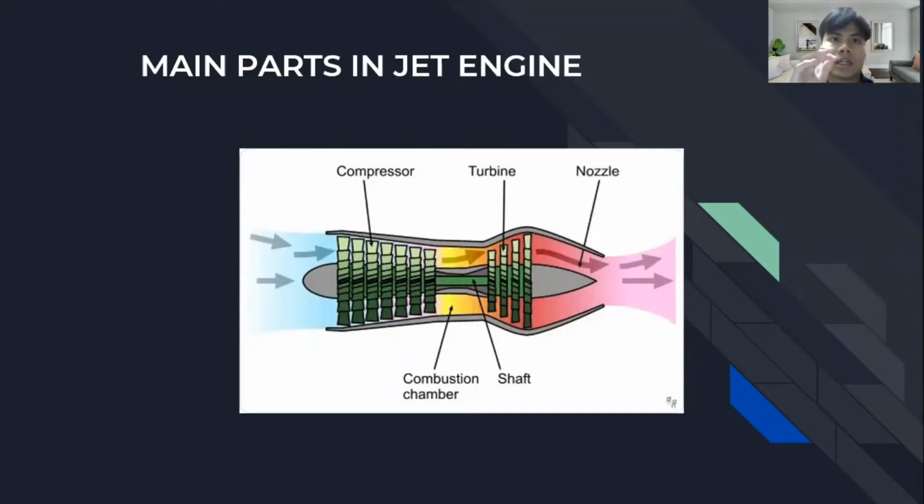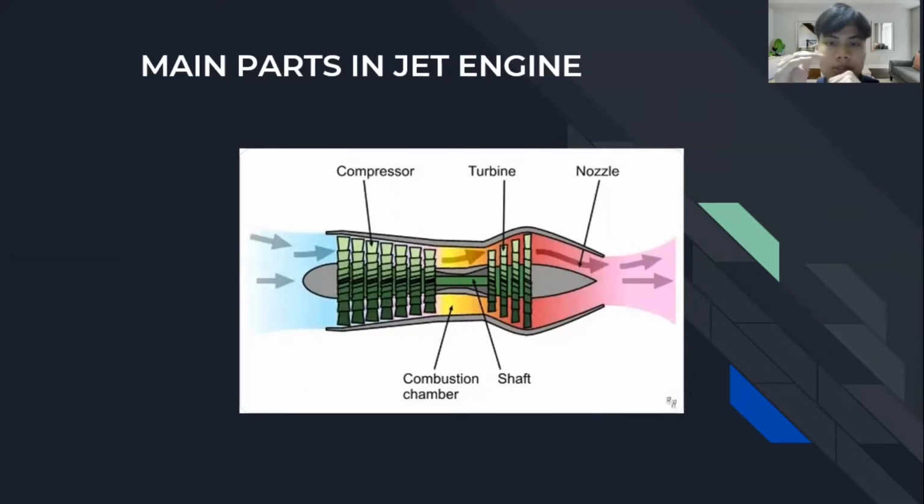Firstly, the compressor. The compressor consists of rotating blades, and the air will move through the compressor, which will increase the pressure and temperature. Next is the combustion chamber. Kerosene will burn continuously after the engine is started. The third one is the shaft. It connects the turbine to the compressor. It also transfers the rotation of the turbine to the compressor and the fan section.